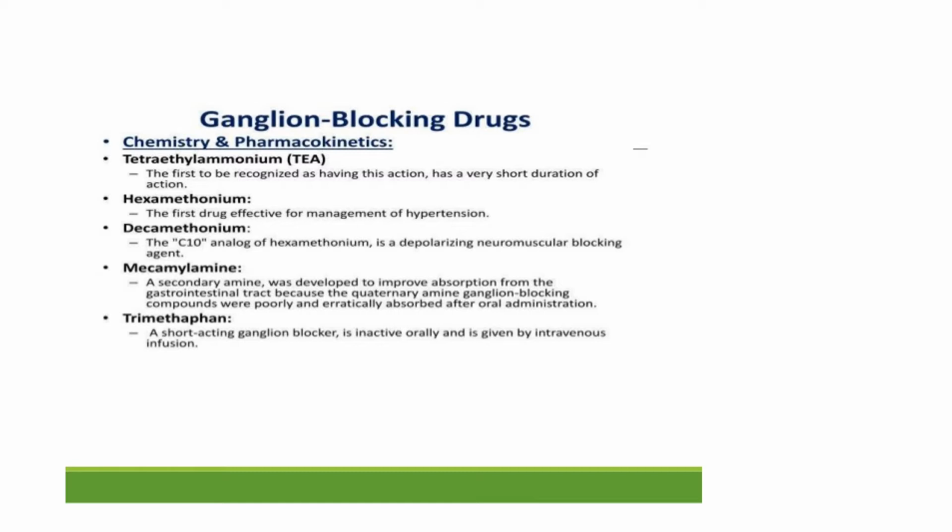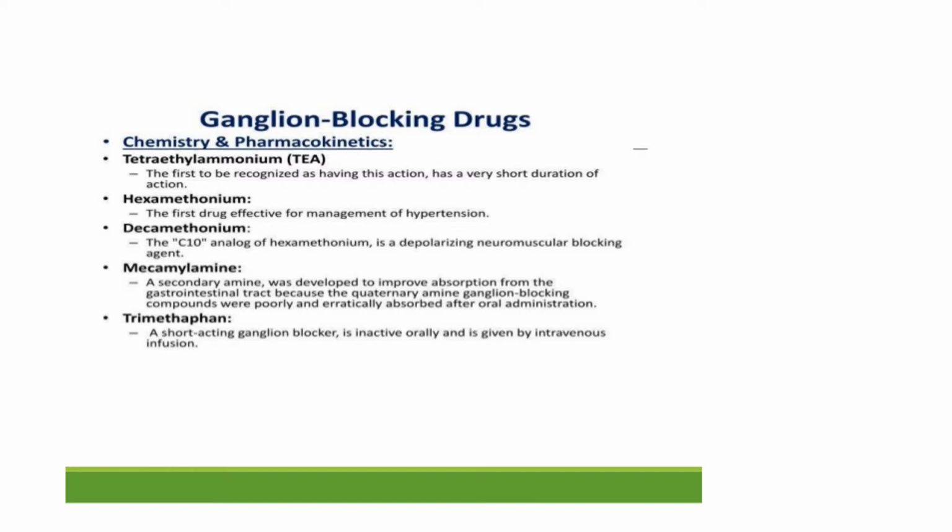First drug, TEA or tetraethylammonium. That was the first drug which was recognized, which has a very short duration of action. Now, hexamethonium was the first effective drug used in the treatment of hypertension. I told you, if it is a sympathetic tone dominant area and you give ganglionic blockers, you will have vasodilatation resulting in a decreased BP.